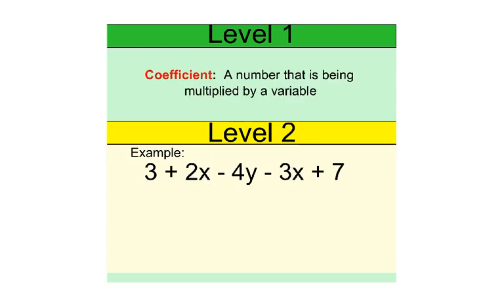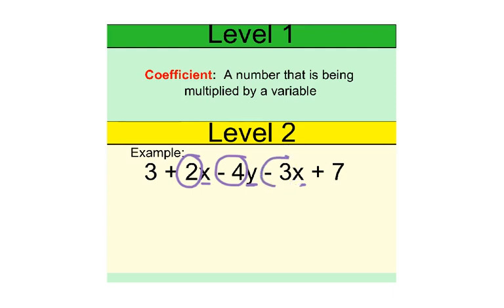The next one is a coefficient. It says a number that's being multiplied by a variable. So I first find my variables. Well, here's an x. The coefficient is 2. Then I find this y right here. The coefficient, and this is kind of tricky, it's actually this -4. Then I come over here and find my next variable, which is x, and my coefficient is a -3. Those signs go with the numbers.